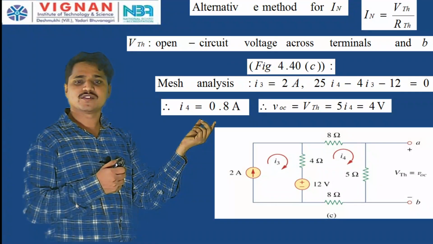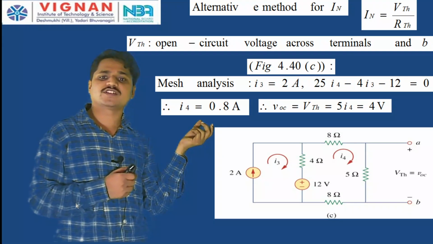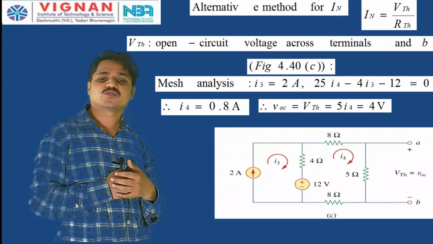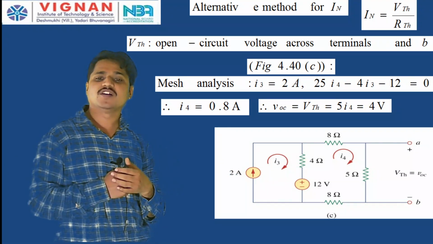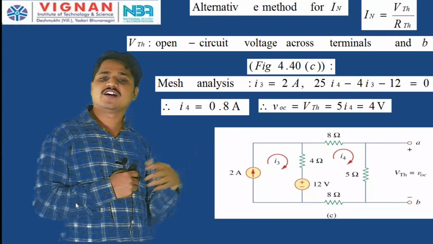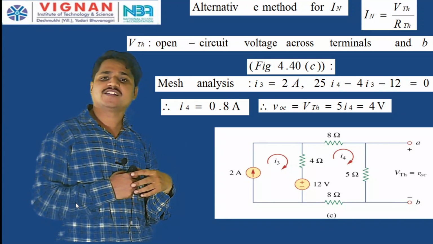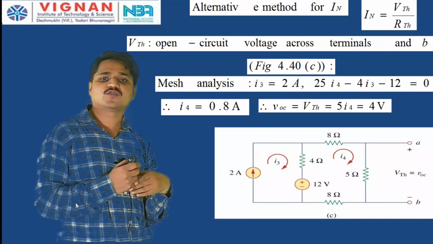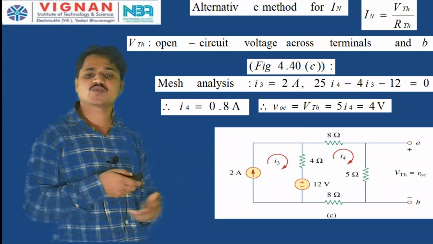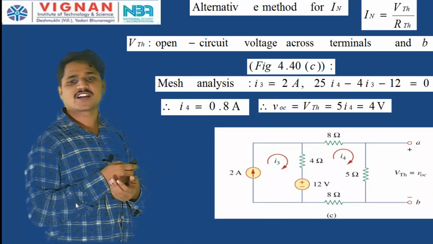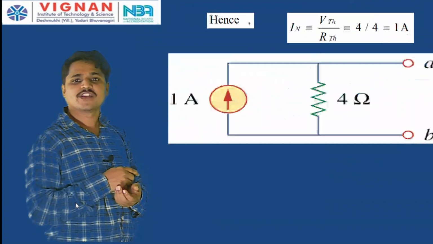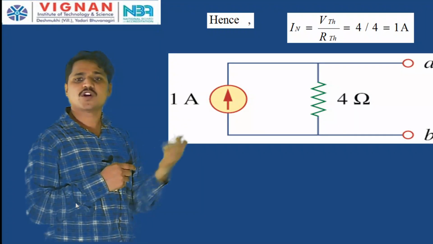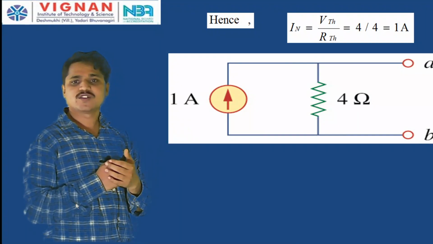Now, once you find the current flowing through this 5 ohm resistor, that is I4, what is the voltage across this 5 ohm resistor? According to Ohm's law, V is equal to I into R. So, I4 into 5, I4 is already 0.8, and 0.8 into 5 is 4.0, that is 4 volts. So, how much voltage did we get? The Thevenin's voltage, that is the open circuit voltage across the terminals, is 4 volts. Then it is easy to find the Norton's current. IN is equal to V Thevenin by R Thevenin, that is 4 volts by 4 ohms. So, 4 by 4 is 1 ampere.